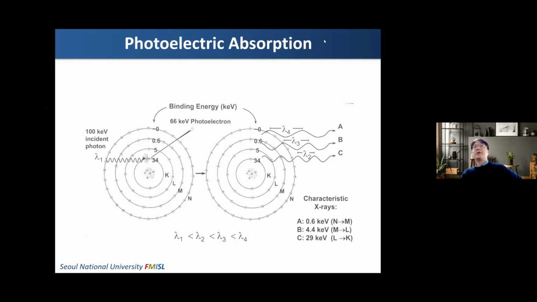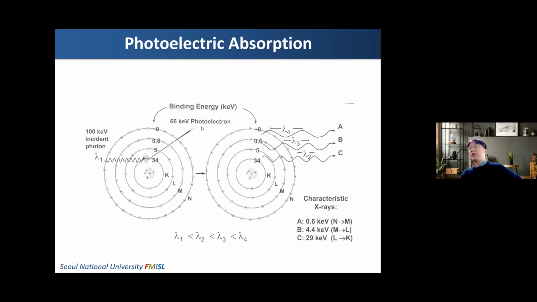So there is no incident photon, but no scattered photon, because all of this incident photon is absorbed by this atom. Then all of the absorbed energy is used to emit this photoelectron. Yeah, we call this guy photoelectron. Okay?